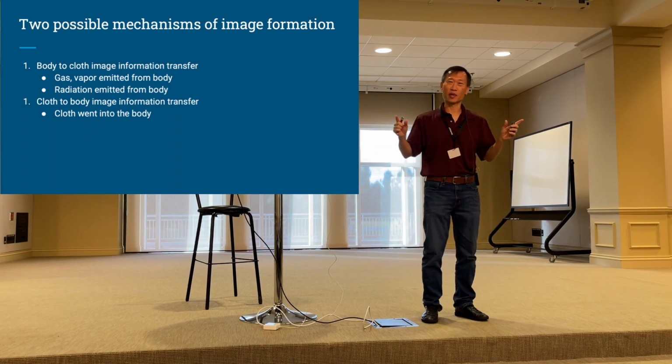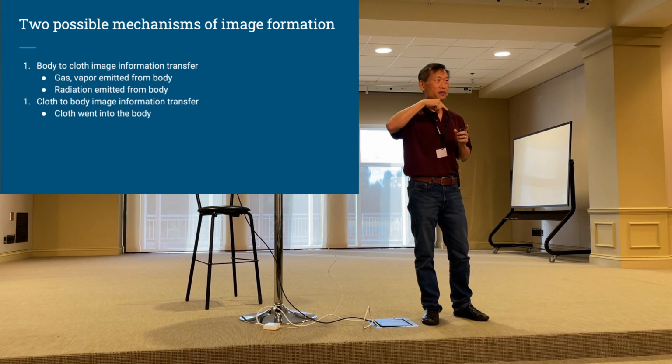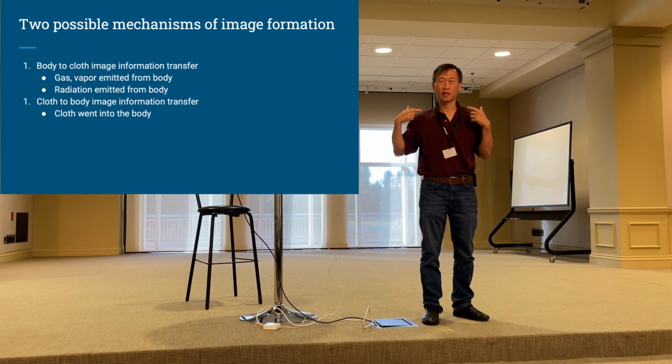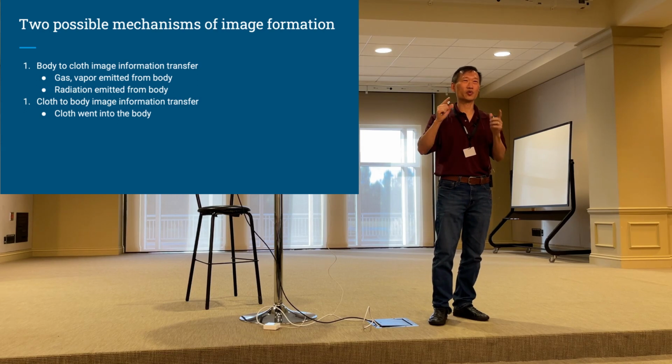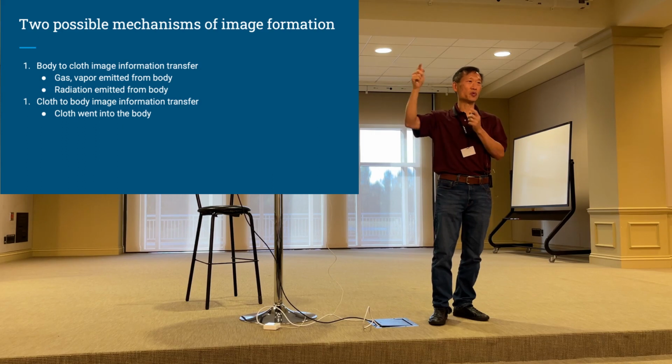Now, there's actually another way, which is the opposite direction, for the cloth to go onto the body. That's a little bit harder to understand because that doesn't really happen in real life. But it's just the reverse direction. So it's either the information came from the body to the cloth, or the cloth went to the body. Those are the only two mechanisms by which we can transfer information between the body and the cloth.